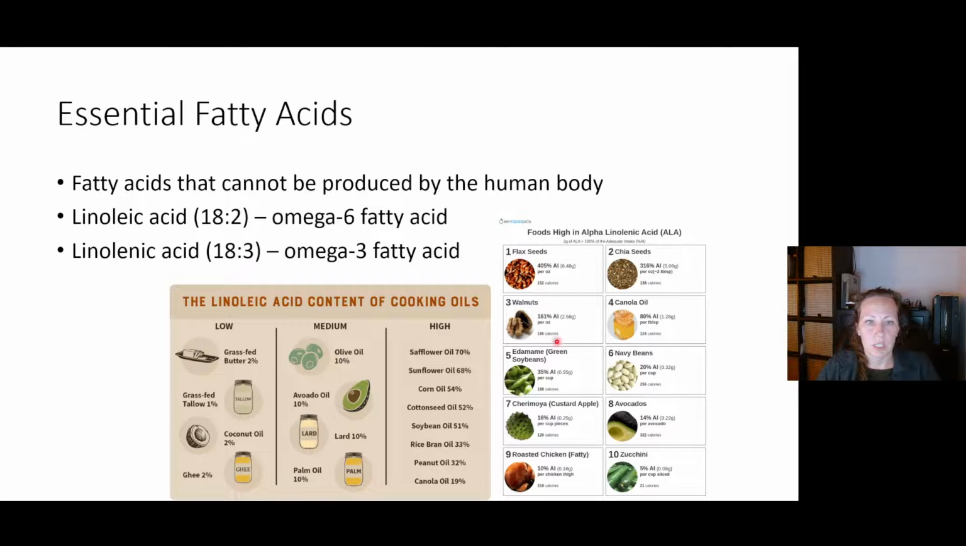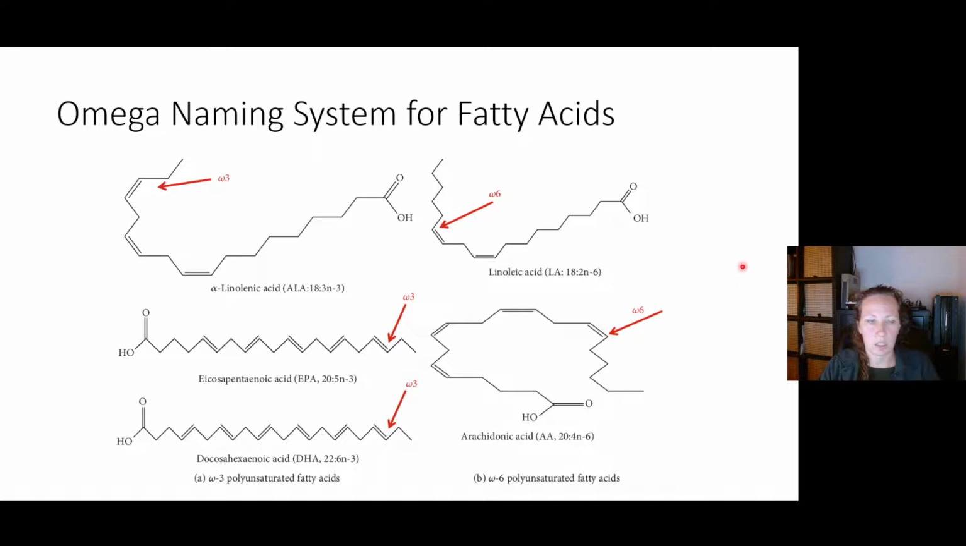Now, foods that are high in linolenic acid: flax seeds, chia seeds, walnuts, canola, edamame, navy beans, cherimoya, avocados, roasted chicken, zucchini, and fish also has it too. Okay, now what is omega-6 and omega-3? What does that even mean? Okay, so let's talk about that naming system real quick.